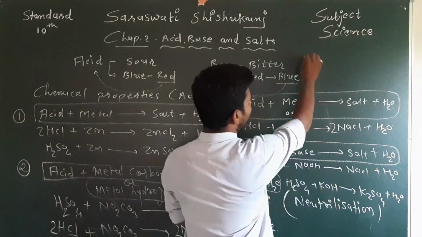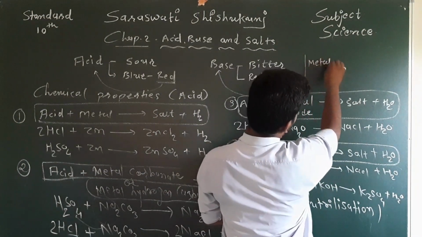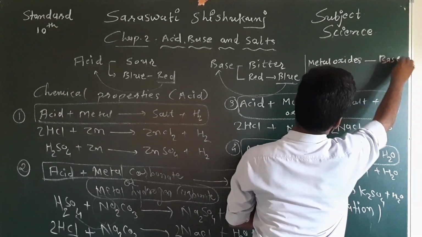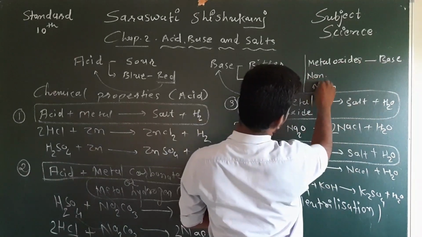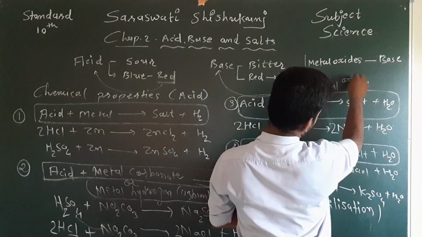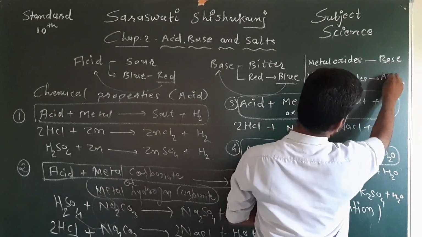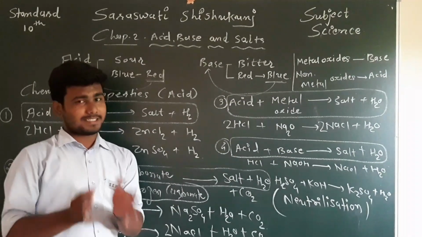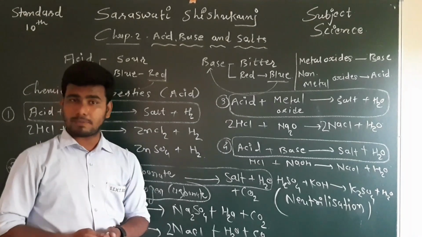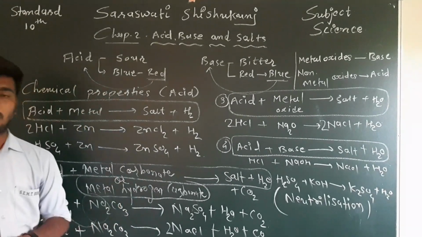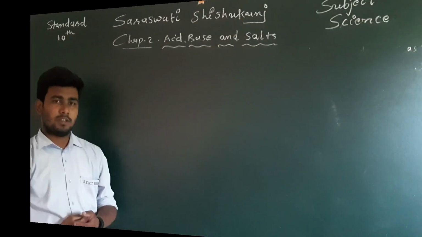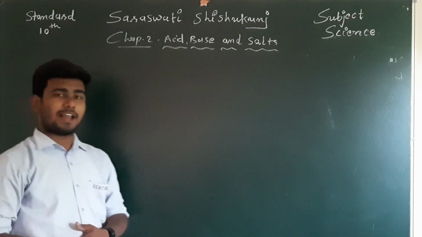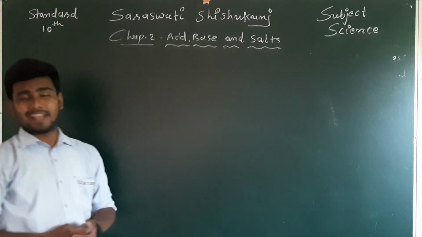From all this, what conclusion will we get? We will get that metal oxides are always basic and non-metal oxides are always acidic in nature. Chemical properties of base, that's easy, right? And you are going to do it by yourself. I have explained the chemical properties of acid. Similar to that, you can also do chemical properties of base or alkali by yourself.